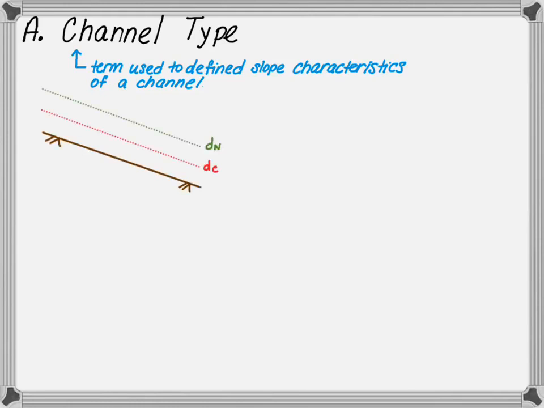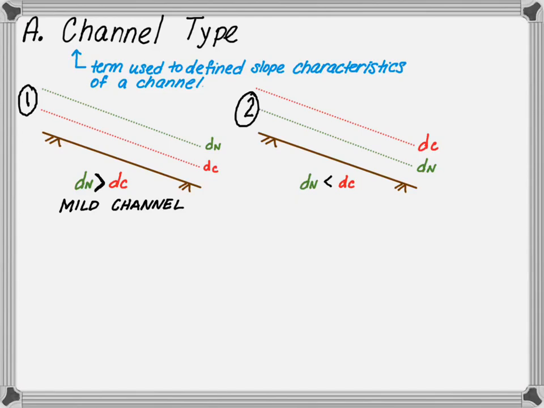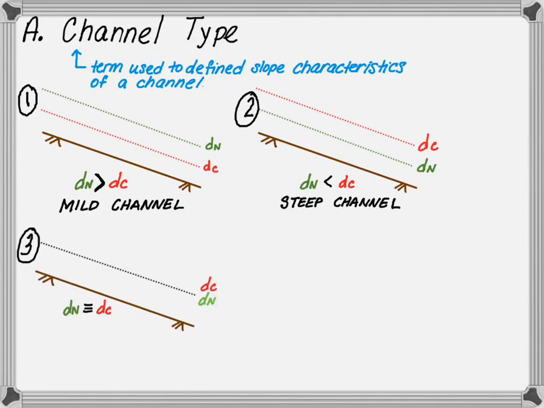If you are given a channel with a critical depth less than the normal depth, as shown, this is defined as a mild channel. When your critical depth is greater than your normal depth, as shown in the second image, you are given a steep channel. The third image shows you a normal and critical depth that is equivalent. These channels are defined as a critical channel.